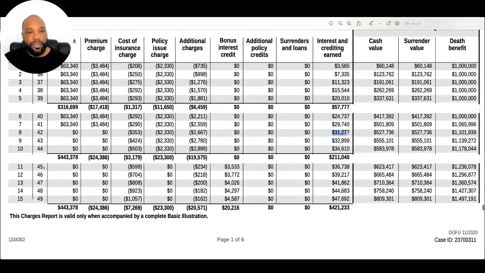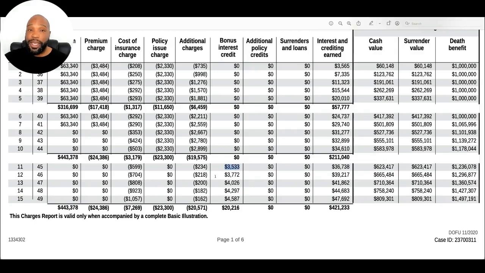Now notice in the 11th year, what happens? We still got our cost of insurance charge, but now we have no policy issue charge. We only have rider charges. We're now eligible to receive this bonus interest credit. And this is just the insurance company that I'm looking at. I got a policy with them, but I also have policies with other insurance companies, IULs, that also offer something similar in terms of a bonus interest credit. Okay, but you see that credit comes in.